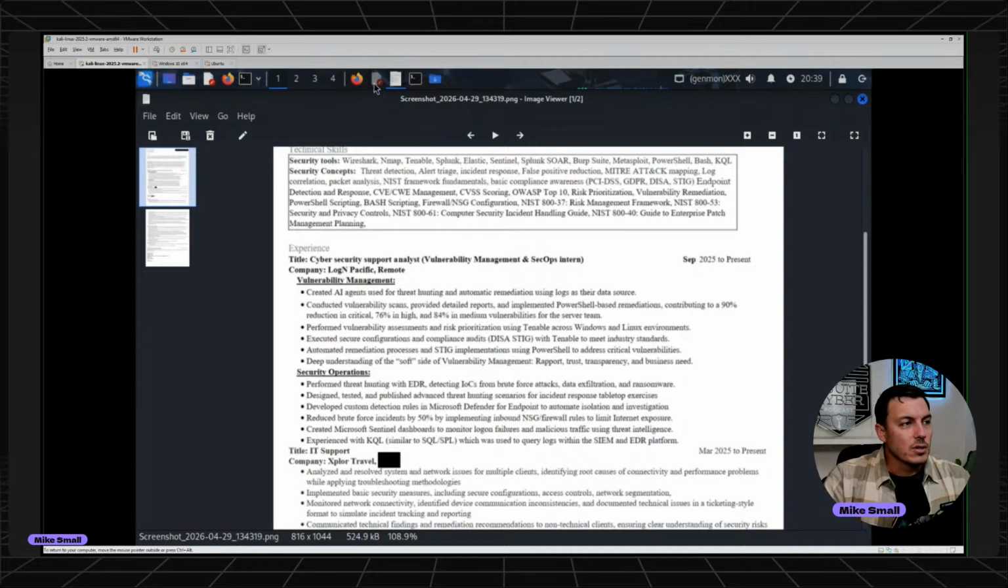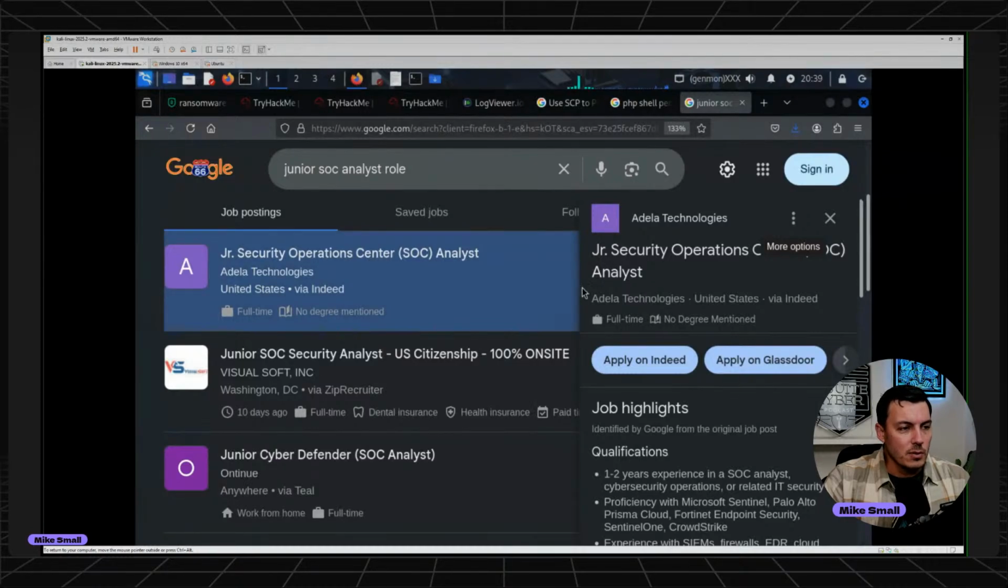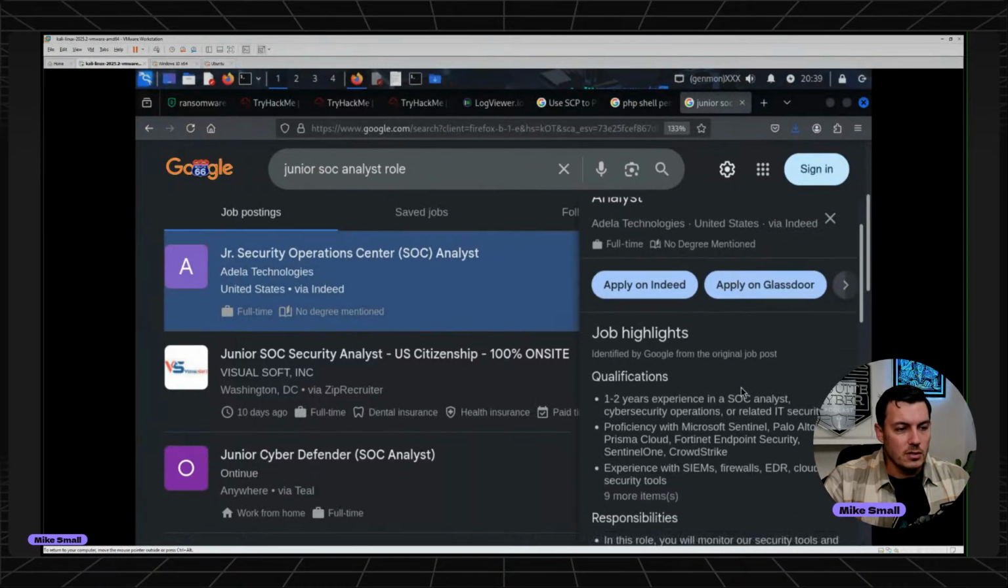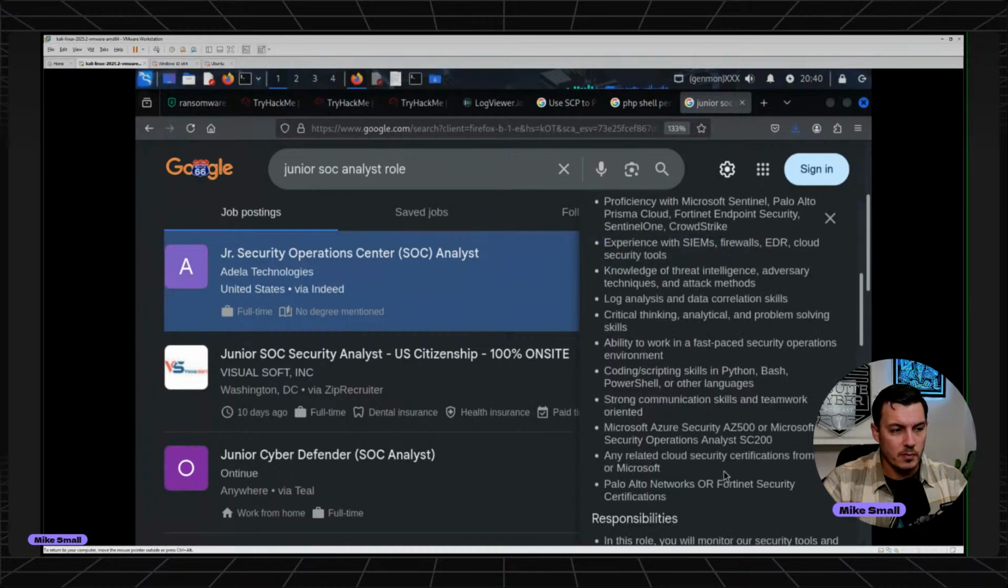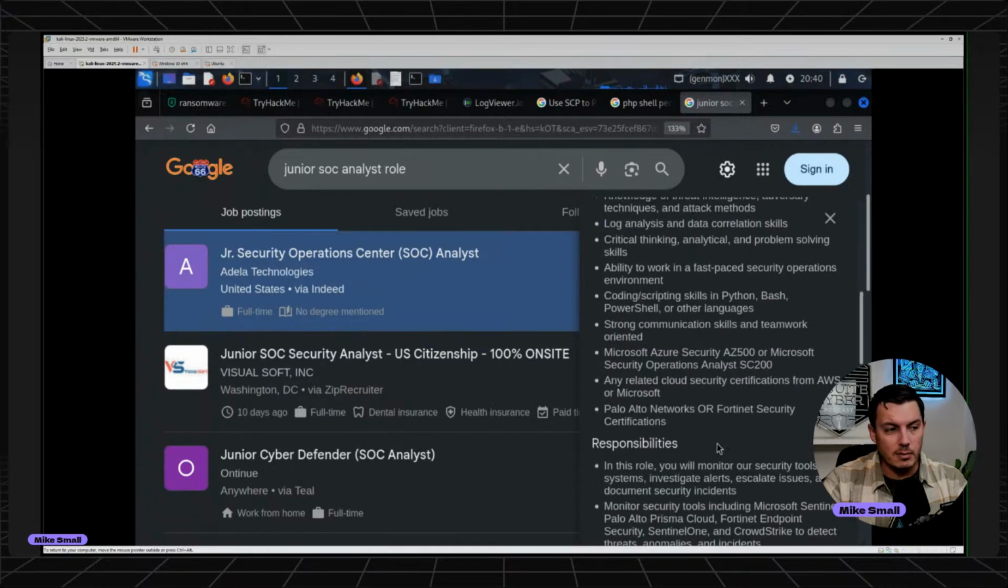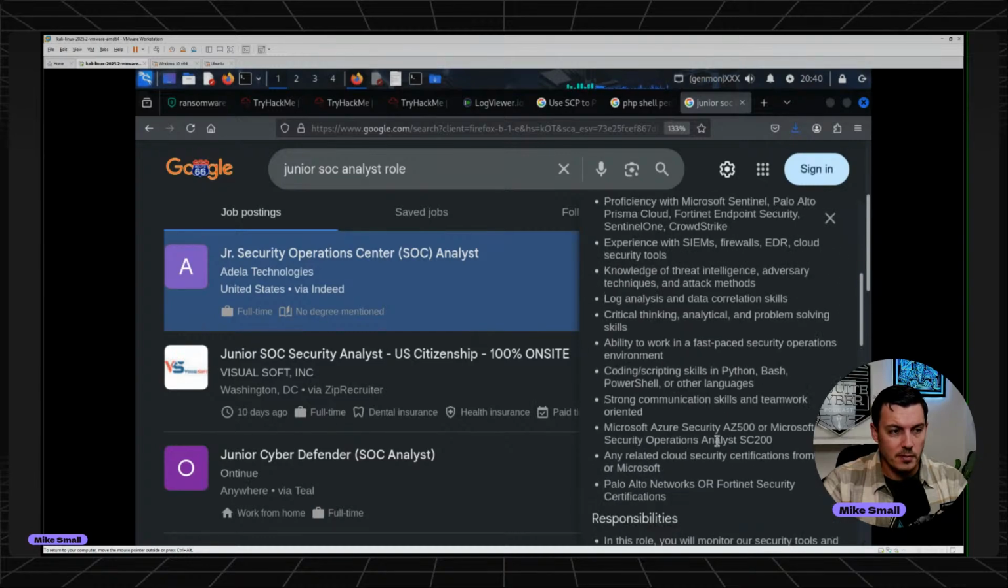All right, let's look at a job real quick, so we can take this into account, right? Take this job and then refocus and look at the resume. So these are the things, right? Proficiency with Microsoft Sentinel, Palo Alto, Prisma Cloud. So they're probably looking for these in the resume. Experience with SIEMs, firewalls, EDRs, cloud security tools. These are things you want to put in there. And again, every job's going to be different.